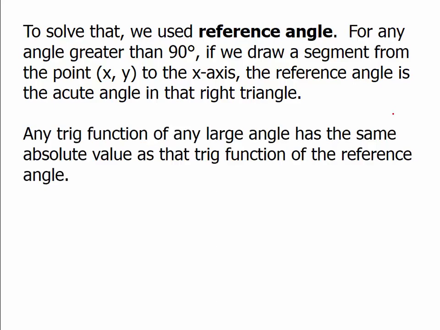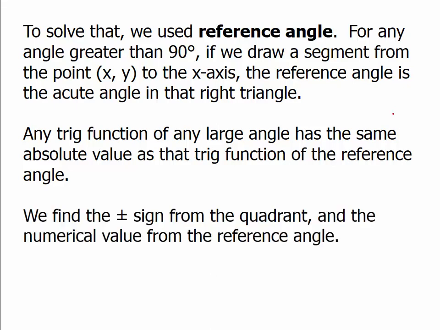And so all the values of the trig functions in any quadrant will have the same absolute value as the same trig functions of the reference angle. Of course, the reference angle will have positive outputs, and so the only thing you'll have to figure out is whether sine or cosine should be negative in another quadrant. And again, we can figure that out from the quadrant itself. And so any trig function of any large angle has the same absolute value as that trig function of the reference angle. And then we just find the positive or negative from the quadrant, and we're done. So we get the positive and negative from the quadrant, we get the numerical value from the reference angle.